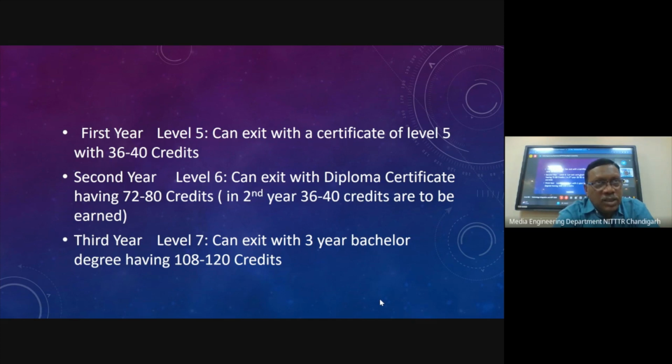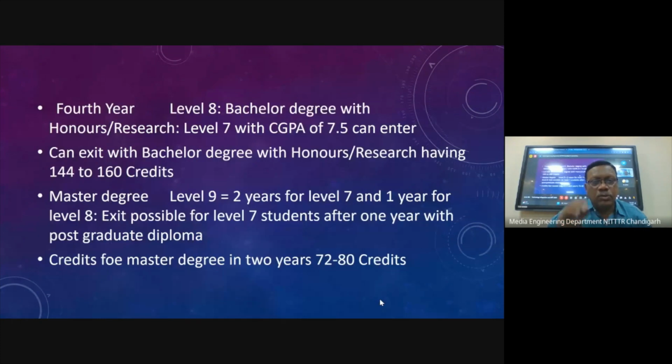If you have a 3 year bachelor degree, then your master degree will be 2 years. But if your third year CGPA is 7.5 or above, then you are eligible to enter the fourth year. All third year people cannot enter the fourth year. The people who score CGPA 7.5 and above can be allowed to enter level 8. Otherwise, at level 7, they have to exit with a bachelor degree. So our bachelor degree will be 3 years or 4 years, depending on how you are performing in the class. Basically, toppers may like to go for the fourth year.